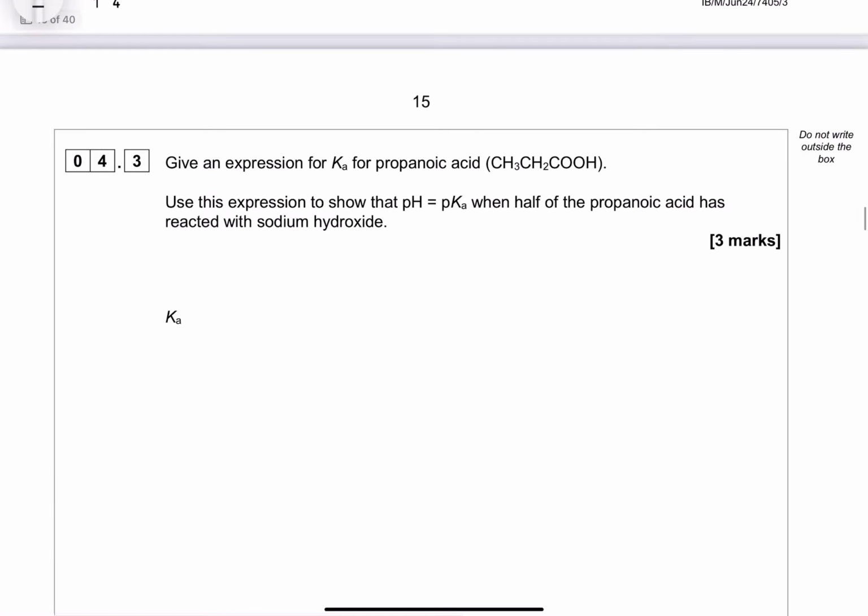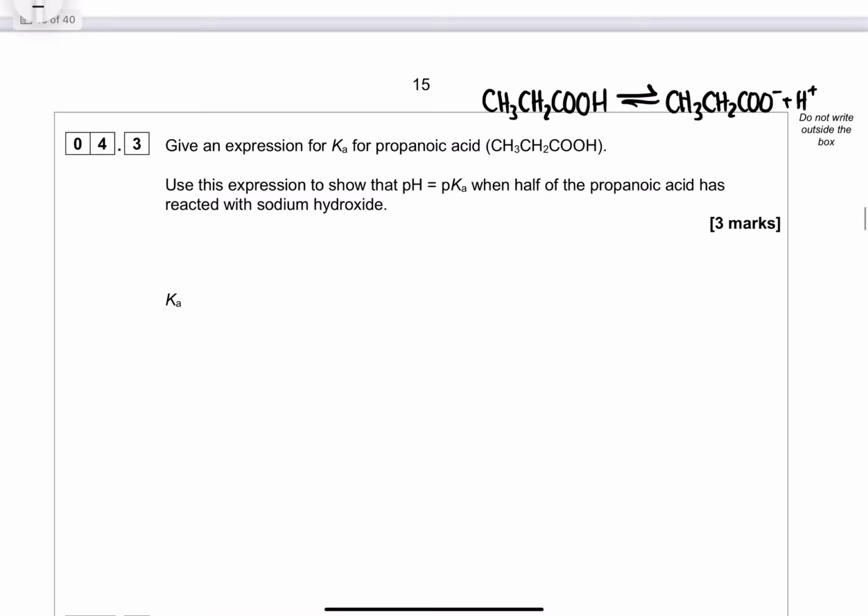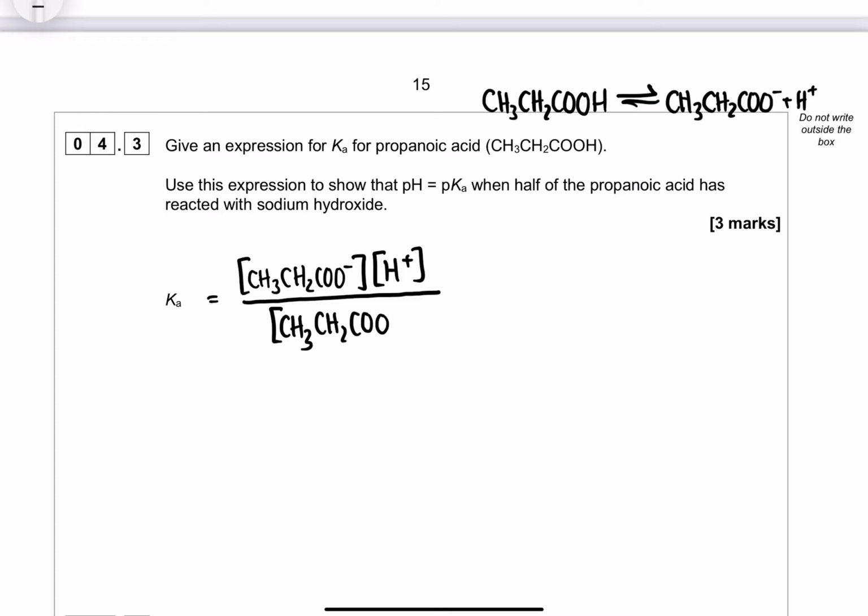Give an expression for Ka. So Ka is the acid dissociation constant, which is when the acid partially dissociates into its ions. So Ka equals the products, propanoate ion, times proton, H+, over propanoic acid in square brackets to represent concentration.